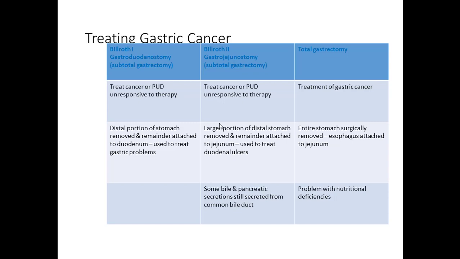All right. So for stomach cancer, you can take out part of the stomach. With a gastroduodenostomy, the further portion of the stomach is removed, and the upper part that does not have cancer is attached to the duodenum. Then there's the gastrojejunostomy. Same thing, the stomach is attached to the jejunum. Sometimes this can actually be used to treat duodenal ulcers as well.